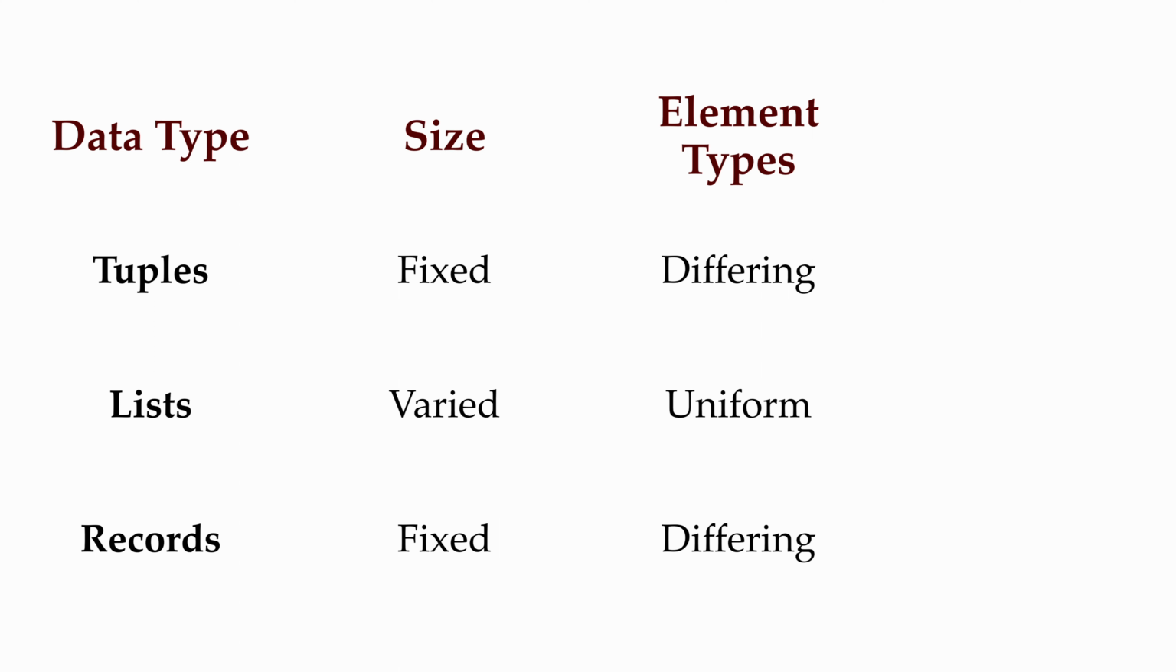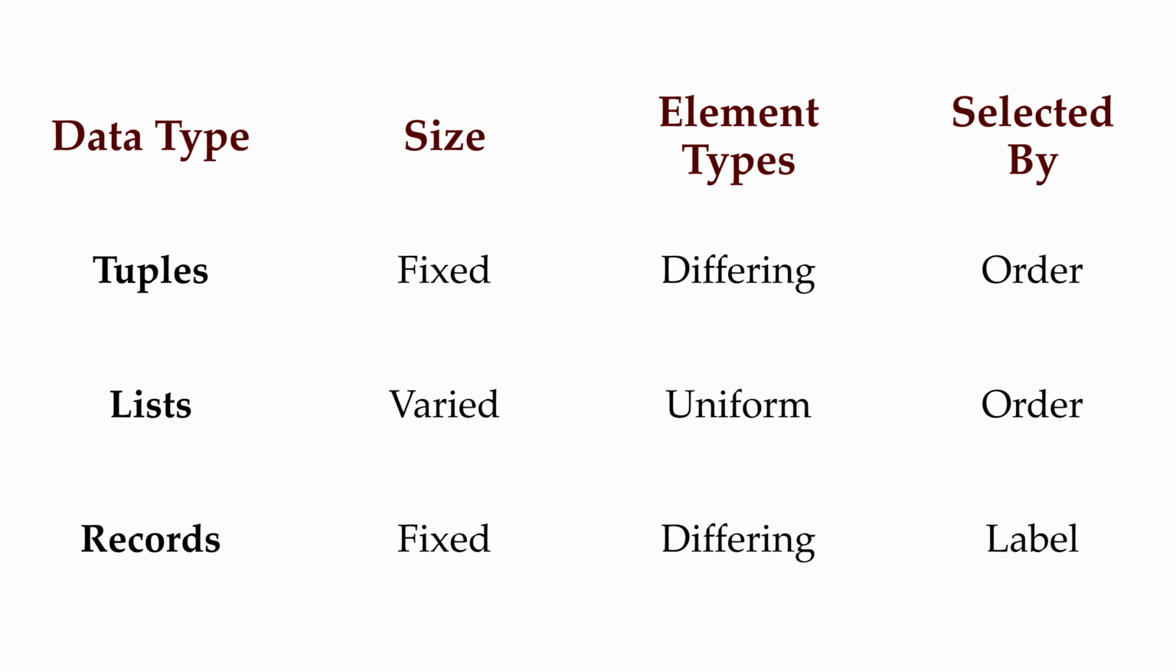Tuples and lists have their elements identified based on the order in which they appear, whereas records have their elements identified based on their label. All of these structured data types have their uses, and depending on what problem you're trying to solve, it may be up to you to decide what sort of data structure is the best fit for the information you're trying to represent.